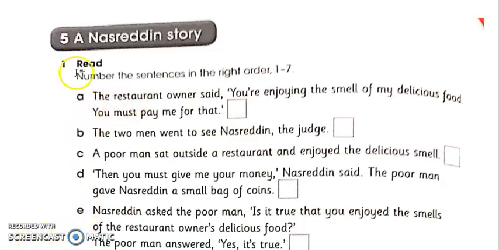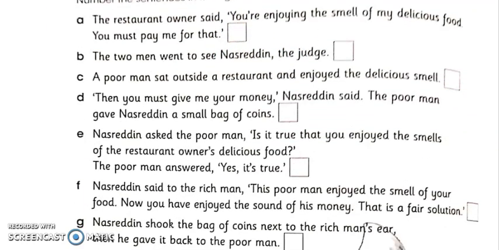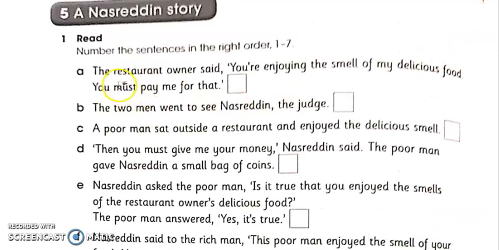The first activity is: read, number the sentences in the right order, 1 to 8. For this you need to read the story in the Learner's Book. Then you will arrange these sentences. You will write numbers in the box, which sentence is first, then second, then third, like that. The restaurant owner said, "You're enjoying the smell of my delicious food. You must pay me for that."